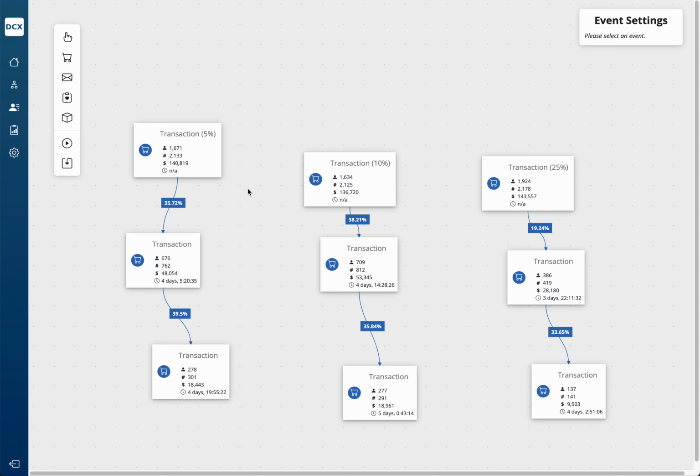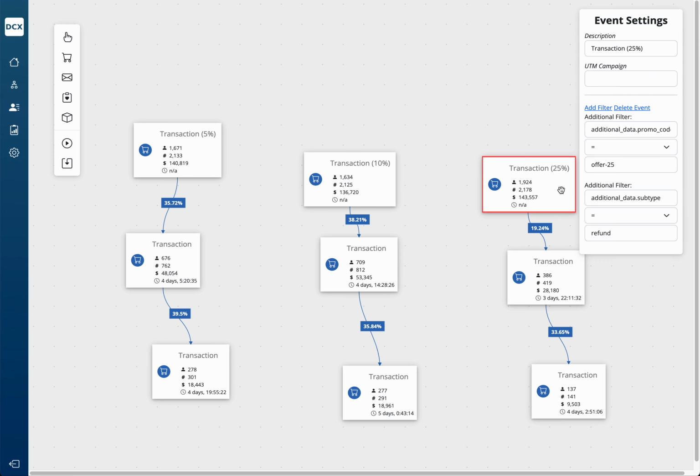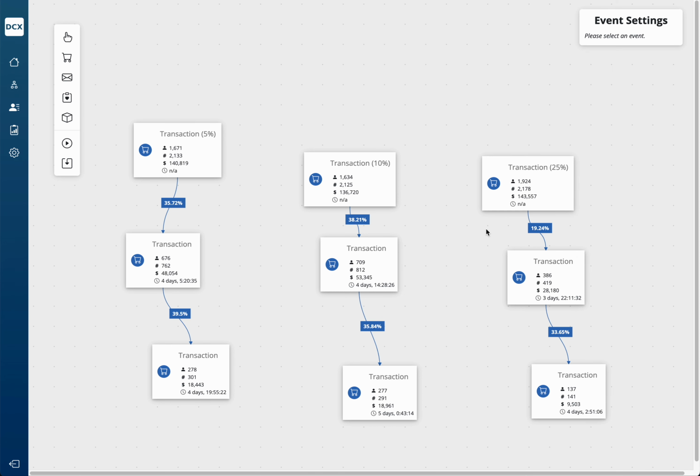And you could see that there's a pretty big difference, particularly from the first transaction to the second and then the third. At the 5%, we have about 35% of people converting to the second transaction. Here we have about 38%. So while there's a slightly higher difference, really it's not a major difference. What's really surprising, however, is this 25% promo code. While more people take advantage of this, you could see 1,900 versus 1,600, in both of these cases the conversion to a second transaction is actually significantly lower, almost half of the 10% promo code.